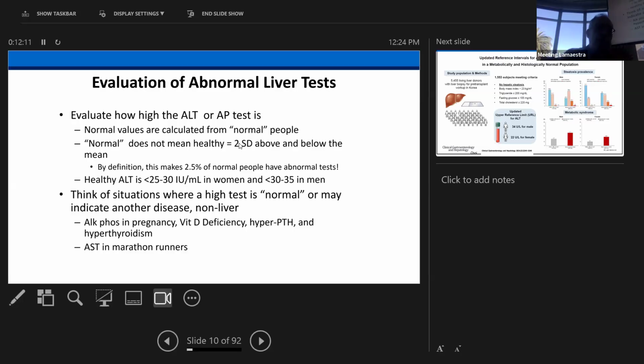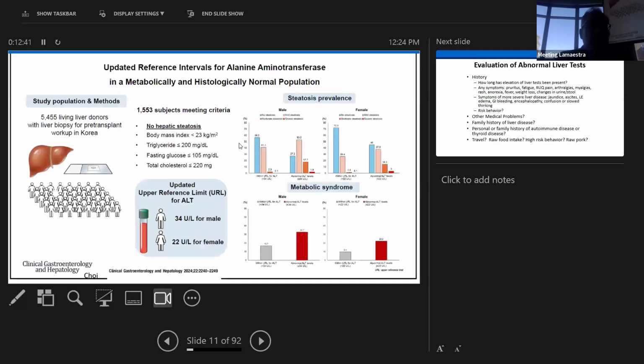Alkaline phosphatase is a little bit messy because it's very high in pregnancy. It's high in vitamin D deficiency, which is super common in our clinic. 80% of our patients are vitamin D deficient. Hyperparathyroidism, we pick up a couple people a year who are hyperparathyroid, and also thyroid disease. And of course, AST can come from muscle, especially people who are exercising, working out a lot, muscle trauma, occasionally from statins, although that's probably a 1% rule.